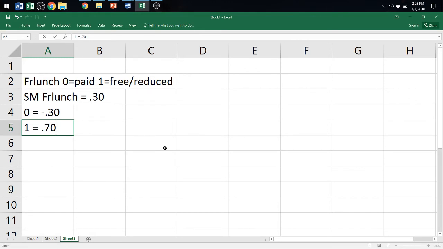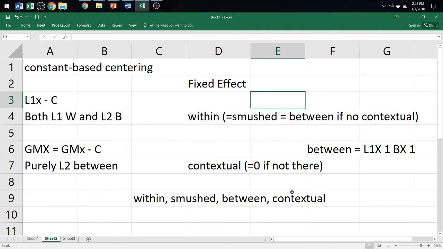So for binary variables, just leave them alone, because 0 already means something, that's perfectly fine. But you have to keep in mind then what you're going to get back is the within effect and then the contextual effect rather than between. So whenever you have a binary variable that you don't want to center and have it make no sense, you're going to have to learn how to live in this within smushed contextual world correctly. And that's what the example that we're working with is teaching, or trying to teach anyway. That's why I did it that way.